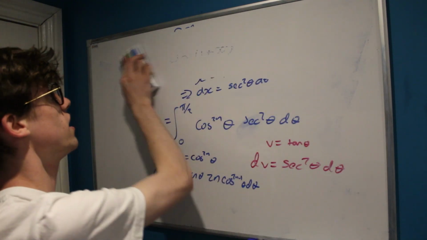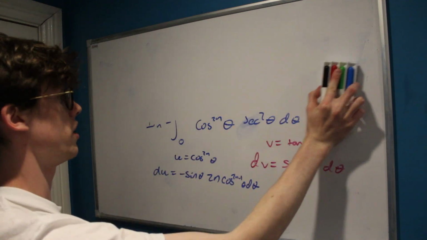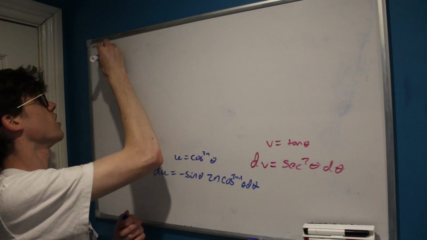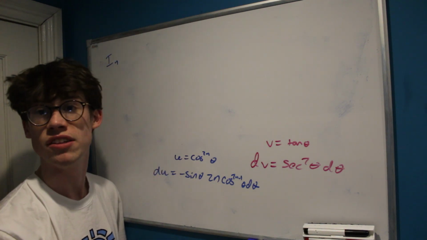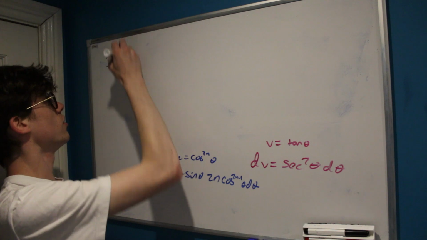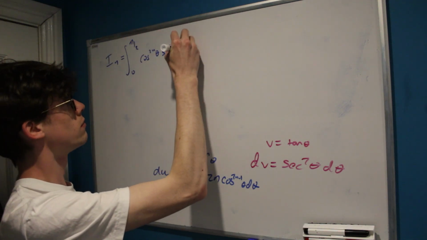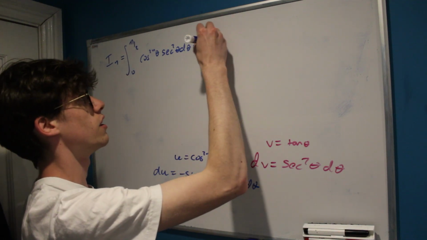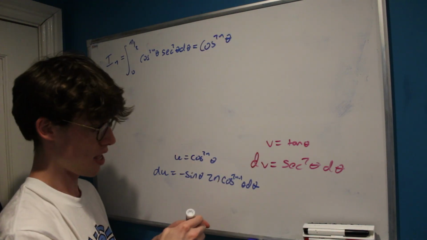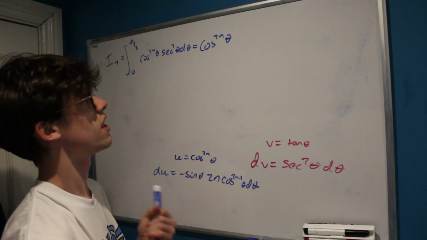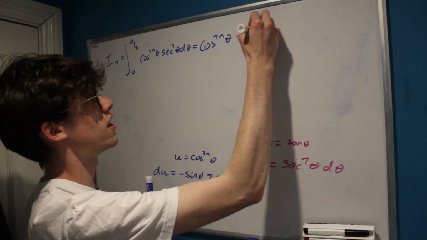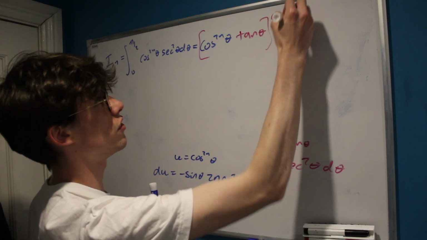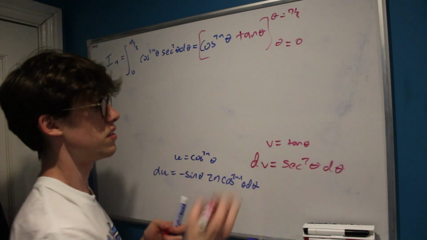So we've got to get ready to use our integration by parts formula, and that is of course uv minus the integral of v du. So let's write out our uv. Our u is cos to the 2n theta, and our v is tan theta. And this is being evaluated between the bounds of theta equals pi over 2 and theta equals 0.